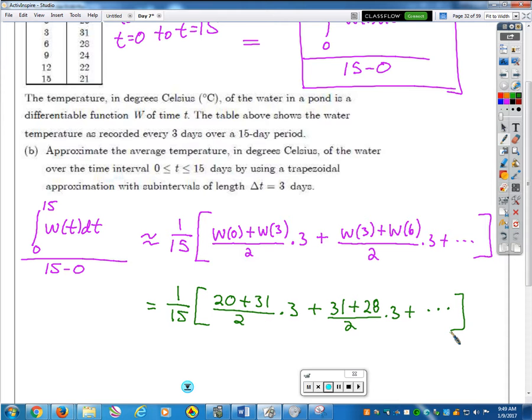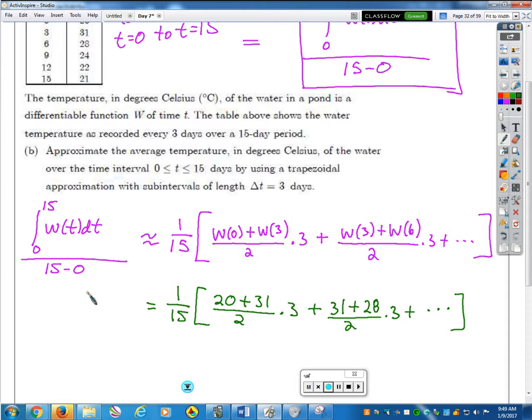Why do you have the 1/15 out in front? To find the average of the water temperature, I have memorized that I must integrate the water temperature, W, and then I must divide the integral by the width of the interval to get the average. The Riemann sum part, so the part inside the brackets, that's only approximating the integral. So I still have to take care of the divide by 15. Multiplying by 1/15 is the same as dividing by 15. Does that make sense?